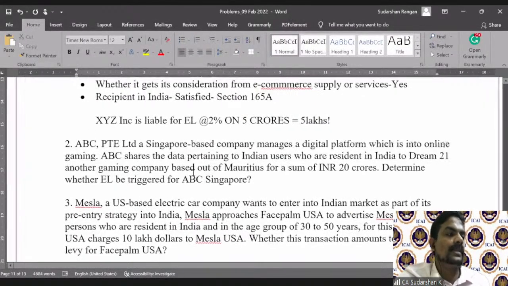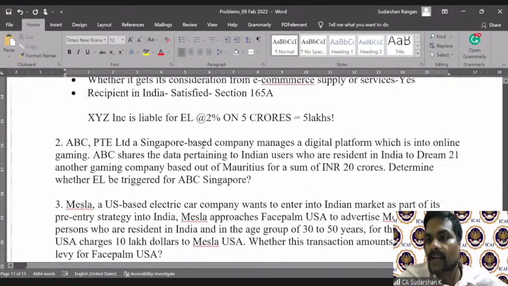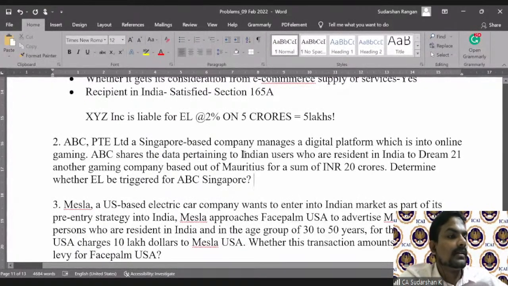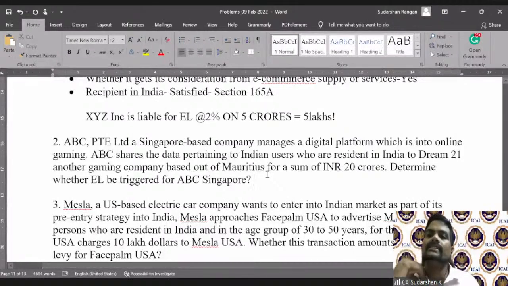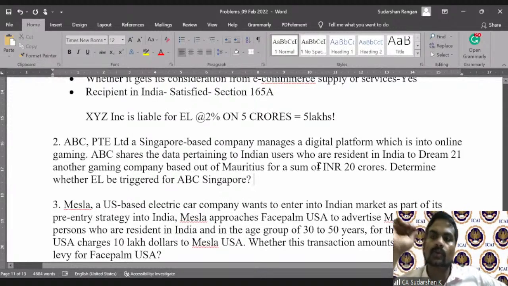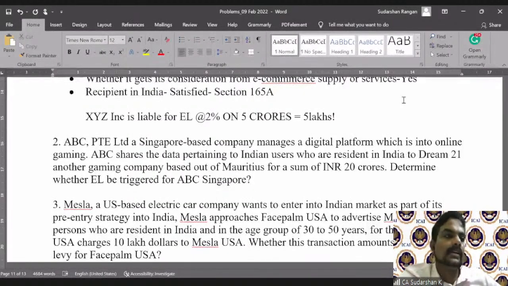Repeat the question again. ABC Private Limited is a Singapore-based company that manages a digital platform into online gaming. And that gaming platform has Indian users who are resident in India, sitting in India, who are playing those games. And now what ABC does, it gives the data of the Indian users. Now you know why they are asking for registration. ABC gives this data of Indian registered users playing the online gaming to another Mauritius-based gaming company called Dream21. So Dream21 asks ABC, can you please give me data of Indian registered users? Okay, happy to give. Pay me 20 crores, Indian rupee equivalent. The Mauritius company pays the Singapore company 20 crores. Determine whether equalization levy will be triggered for ABC Singapore.